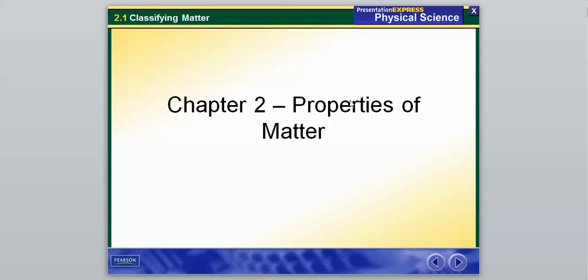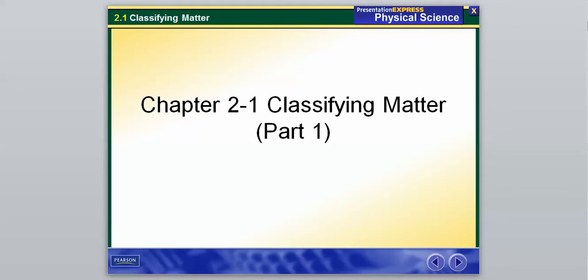This is Mr. B, and we are going to start chapter 2 with this video, and the title of this chapter is Properties of Matter. This chapter will also introduce us to our bigger unit. It's going to actually start our chemistry unit. If you remember from chapter 1, we talked about how there are two main branches of physical science that we are going to focus on, the first one being chemistry, and the second one being physics. So this is now where we're diving into the chemistry aspect of this class.